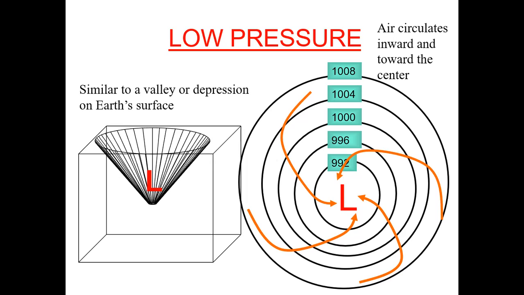Notice the aqua looking boxes and the values. Those are your isobars, those lines of equal pressure, and notice how they get lower and lower the closer you get to the low pressure center.